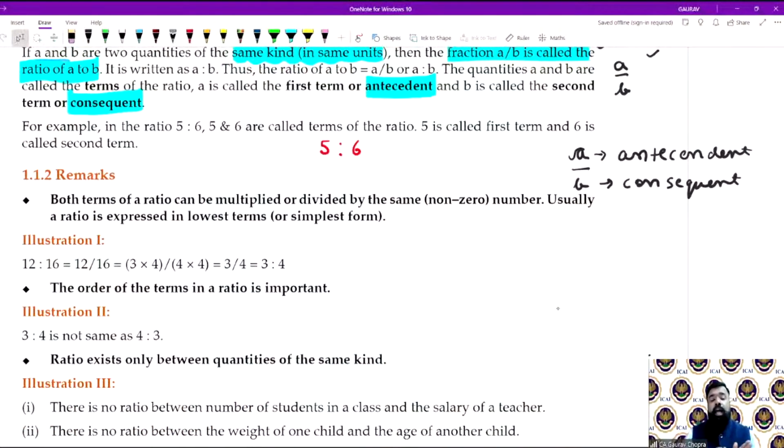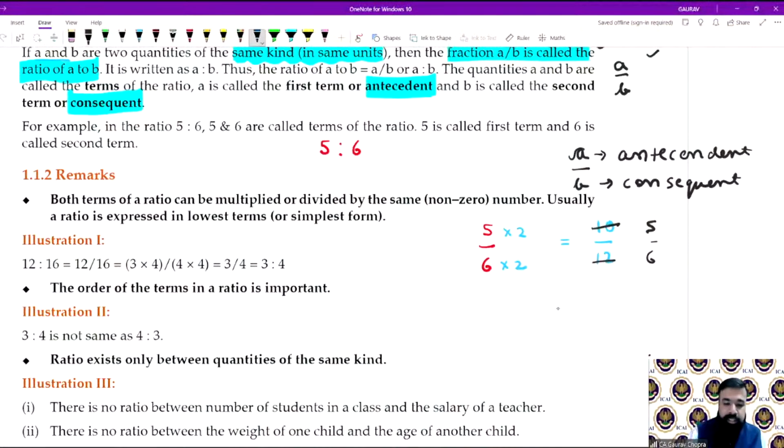Now, what will happen if we multiply both the terms by the same quantity? Let's say the ratio is 5 is to 6, or we have written 5 by 6. If we multiply both of them by a particular number, let's say 2, it becomes 10 by 12. But after cancellation, it will again become 5 by 6, or 5 is to 6. That means it makes no difference if we multiply or divide by the same number. The ratio will remain the same.